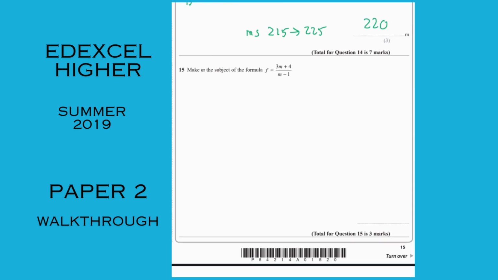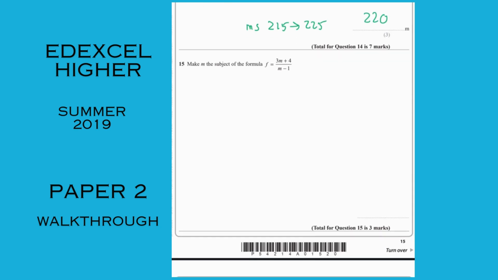Question 15, one of the trickier, changing the subject or transposition of formulas because you want m equals, but there's two m's, top and bottom, numerator and denominator. Well, first job, level it off. Get rid of the thing on the bottom. Multiply both sides by m minus 1. I'll expand it at the same time. You do what's called isolate your m's.